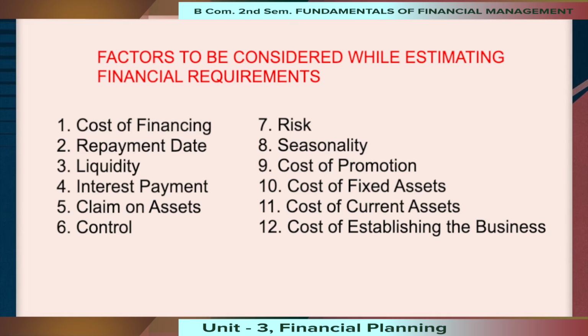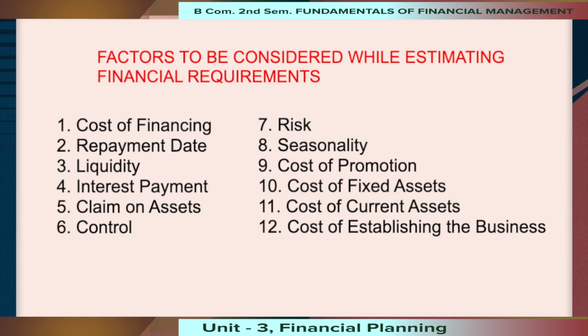Then next one is seasonality. The financial requirements of a concern are highly influenced by seasonality, which cannot be easily predicted. Events like strikes, changes in technology, etc. affect our financial requirements. Next one is cost of promotion. Expenses incurred before the incorporation of a company are called promotion expenses. These include expenses on preliminary investigation, accounting, marketing and legal advice, etc.